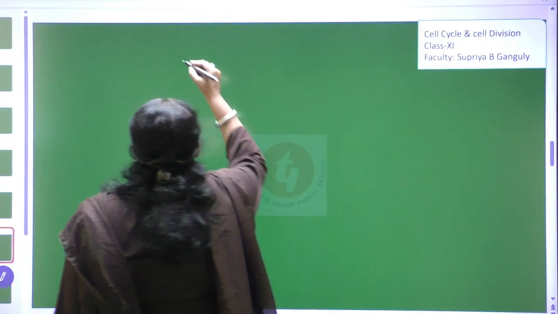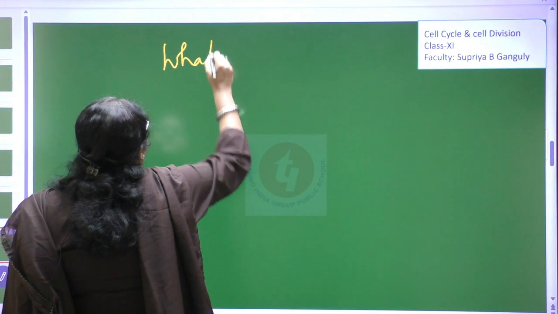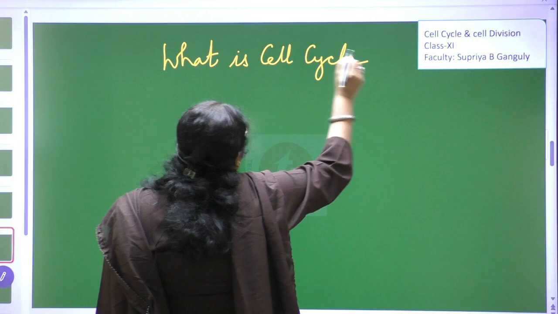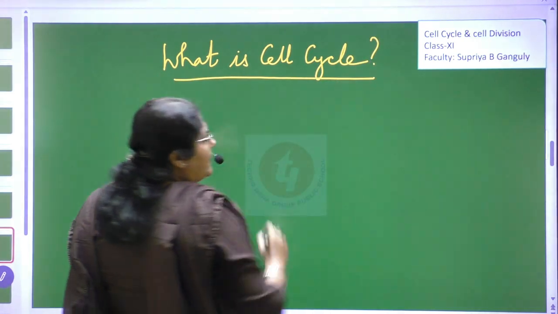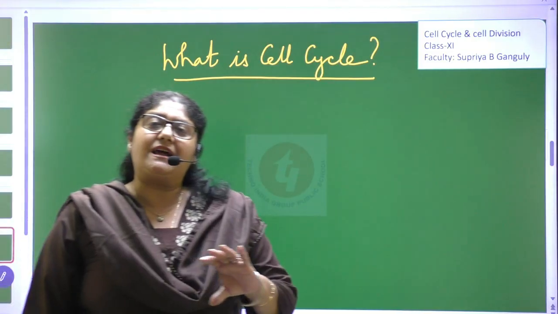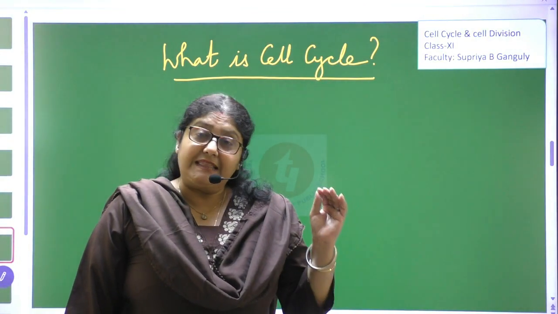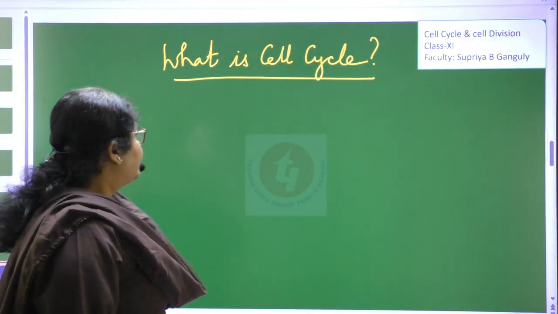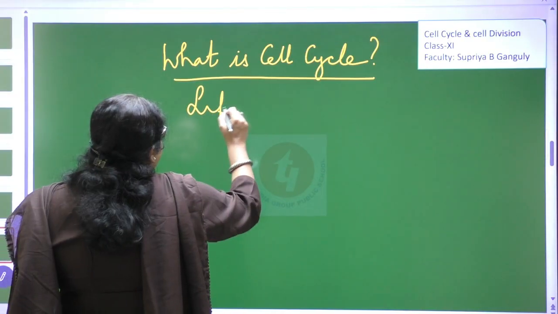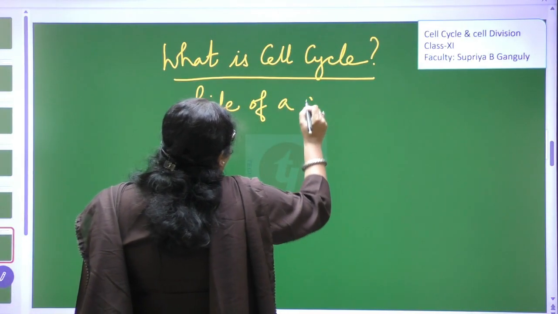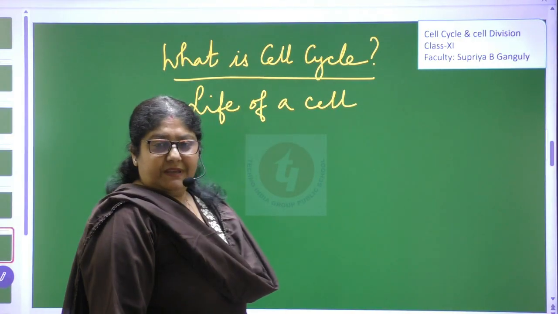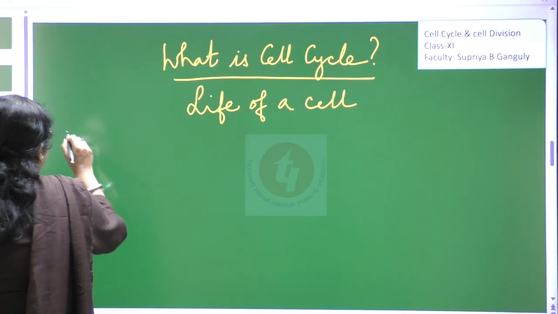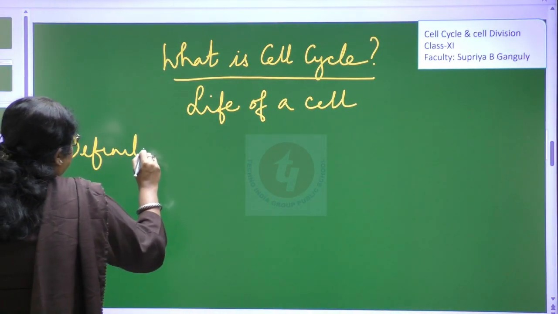Okay, let us learn about what is the cell cycle. What is cell cycle? Well, cell cycle means it is the entire journey of a cell from the time it is born till it divides into two daughter cells. So let's say it is the life of a cell. And if somebody asks you to define it, how will you define a cell cycle? What is the definition of a cell cycle?